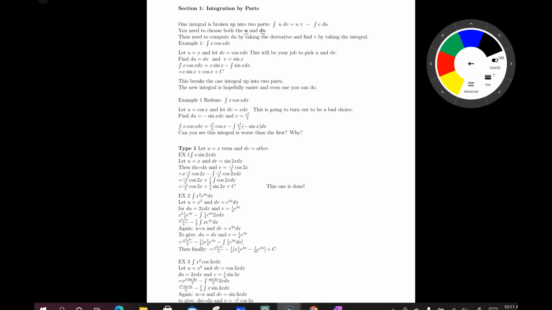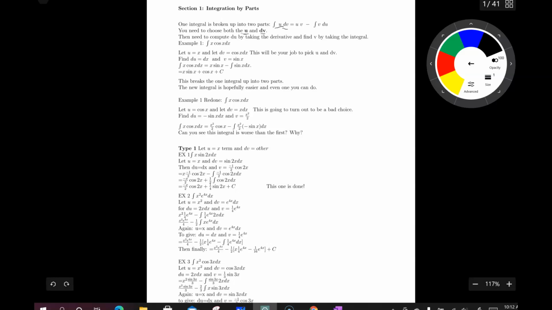Integration by parts. This integration technique is very different than u substitution, and we're going to be doing about 6 different integration techniques. So we just need to think about what we have and where we need to go. We're going to have two things multiplied together, and we're going to call one of them u and the other one dv.